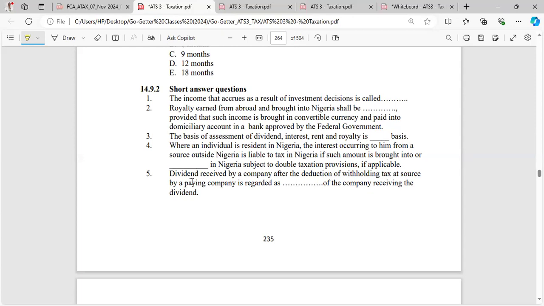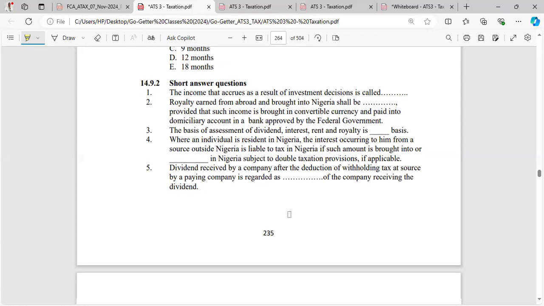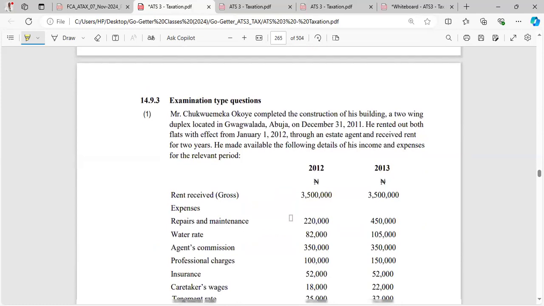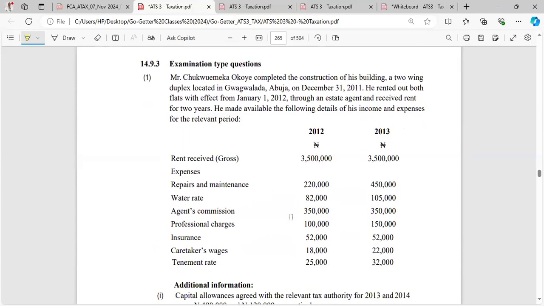All right. Let's look at number 5. Dividend received by a company after deduction of withholding tax at source by a paying company is regarded as franked investment income of the company receiving the dividend. All right. Now, the main thing now is these questions. Examination type question.